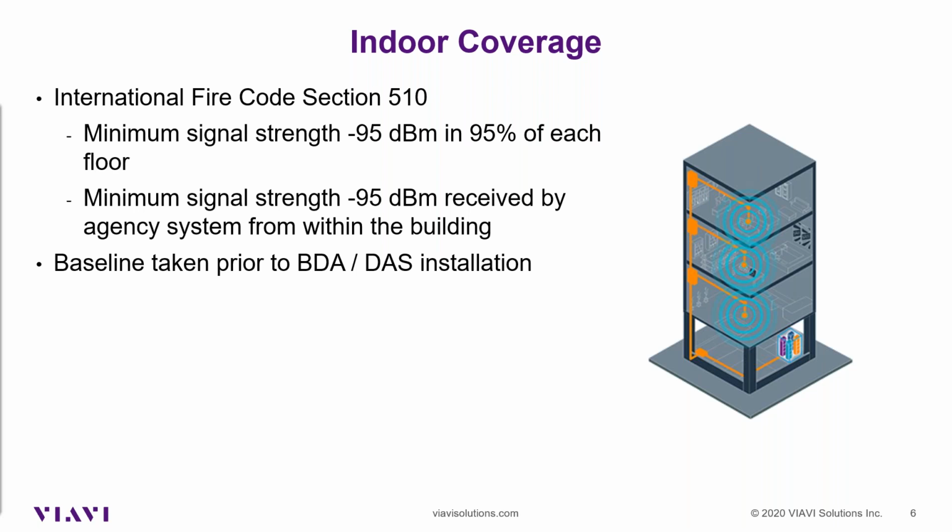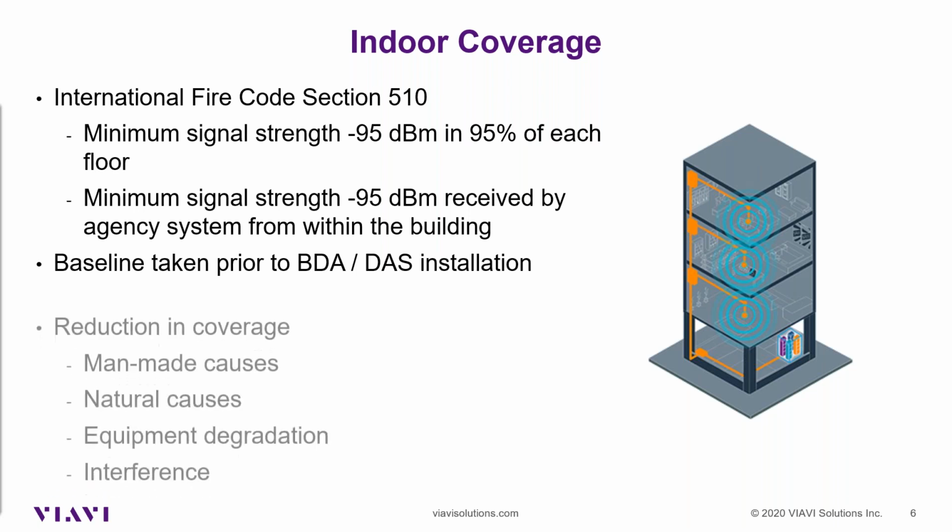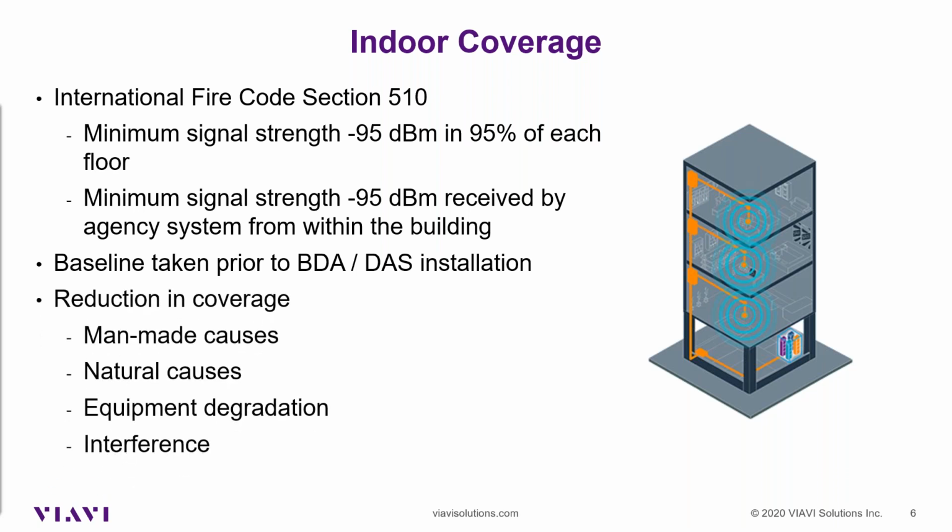So being able to go back through a building and verify that the BDA and that DAS is doing what it's supposed to do, and that we are maintaining those levels, can be very helpful in identifying problems before they cause bigger problems. Now, there are many different things that can cause a reduction in coverage inside of a building. We'll talk about a few of these. I don't know if this is all-inclusive, but these are a few of the things that can happen.